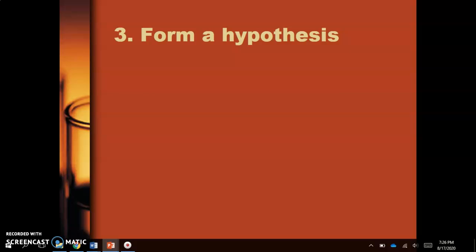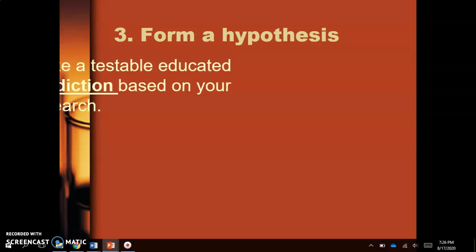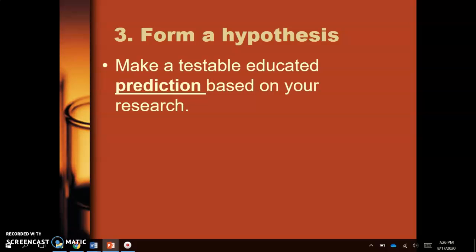Step 3, you are going to form your hypothesis. Now, a hypothesis is very important. You will see this word over and over in your science education. And this is a testable, educated prediction based on your research. So you are predicting, based on what you already know, what the outcome of your experiment will be.